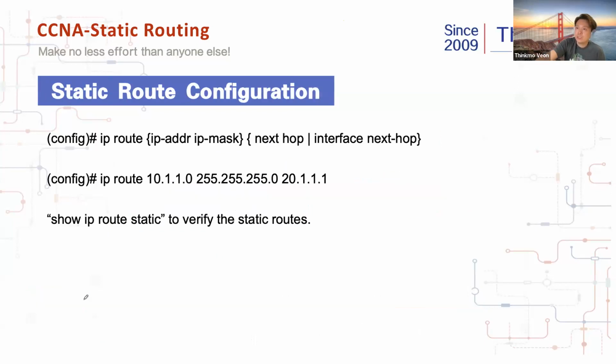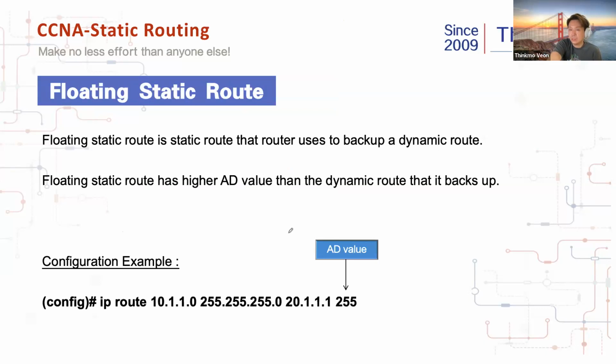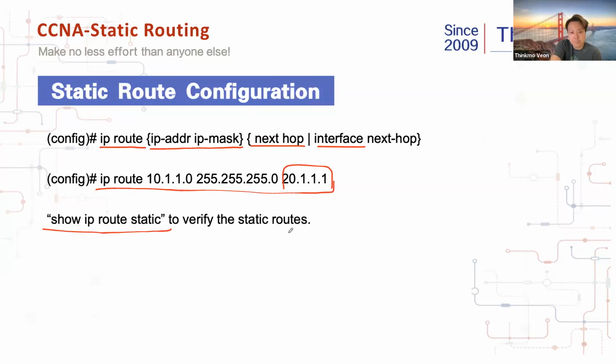So this is the configuration with the IP route command. In the Cisco router, we use this command, followed by the IP address and the IP subnet, and then the next hop or the outgoing interface. So you can just configure like this. We are using the next hop IP address here as an example. After that, you can use show IP route static to verify the static route. I will have a demo to show this in the later part.